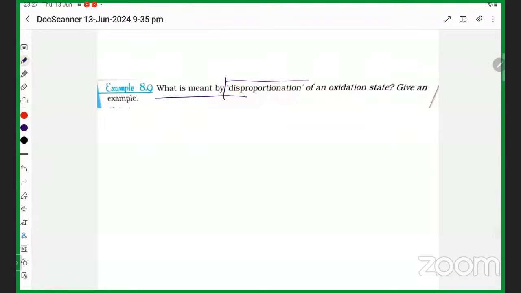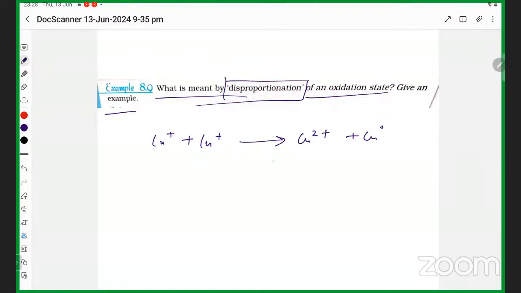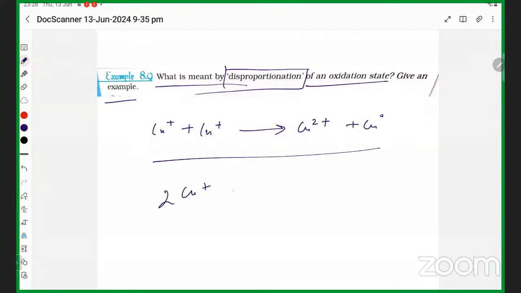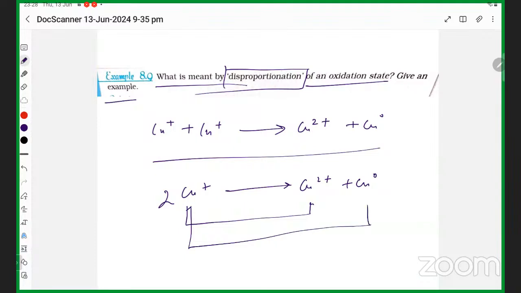What is meant by disproportionation reaction of oxidation state? Give an example. Sir, one element is found in two oxidation states, so we call that disproportionation. Copper plus, in the morning we told you, is unstable in aqueous solution because it converts, one into copper 2 plus, other into copper 0. So this is the disproportionation reaction. You can write 2Cu+ gives Cu2+ plus Cu0. The same element is split into oxidizing and reducing, this is oxidation and reduction. So this becomes the disproportionation.